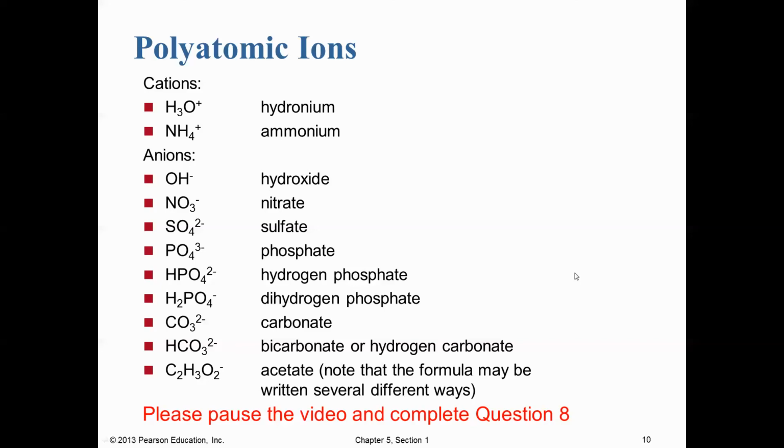And so we have a list here. I'd like you to memorize all of these polyatomic ions. I've picked several that are very common in chemistry, but also in biochemistry. These are all very important ions in biochemistry. So make sure that you memorize these. These are also posted in Canvas. You want to memorize the formulas, the charges, and the names for these. So I'd like you to pause the video and please complete question number 8.